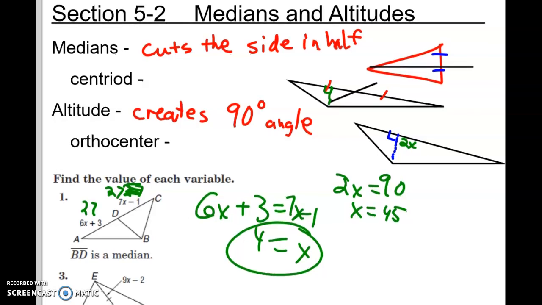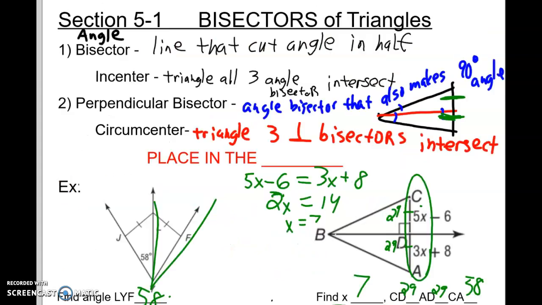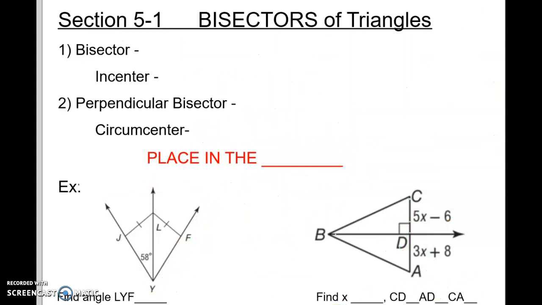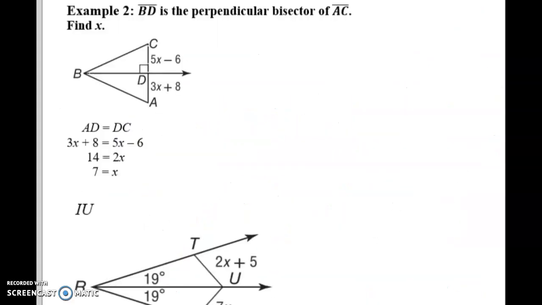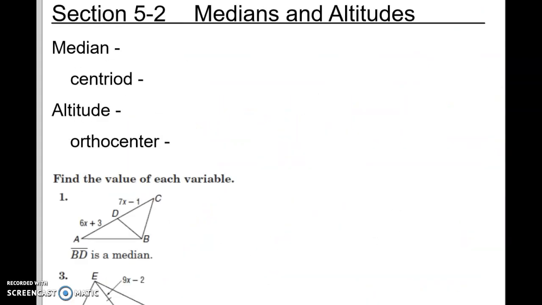Guys, we're going to be talking about medians and altitudes and how to distinguish between the two. We already did angle bisectors and perpendicular bisectors, but your notes today are going to be on section 5.2, medians and altitudes, and that concludes all four different types of bisectors.